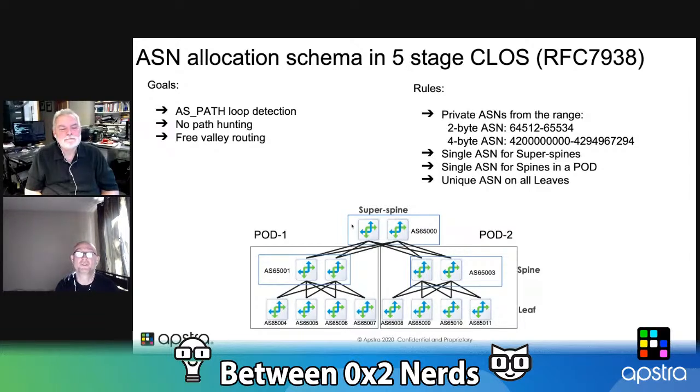So we've started with the importance of ASN allocation scheme in leaf-spine topologies. The goals are to use the built-in BGP path loop detection and prevention, and no path hunting. So when a link or node fails, there should be only one path to that. And valley-free routing, what it really means is that there's no reflection of routes. So if you look at the picture, you don't want your spines to reflect routes back to leaves, which will reflect routes back to other leaves.